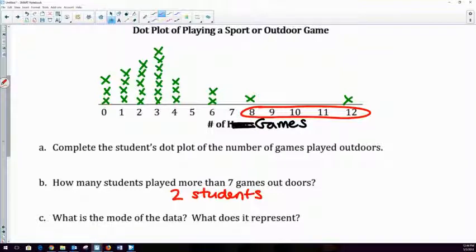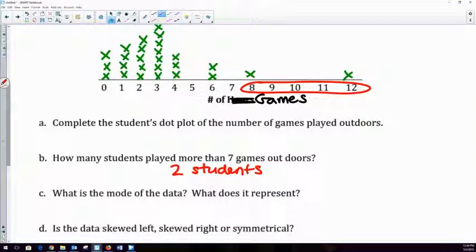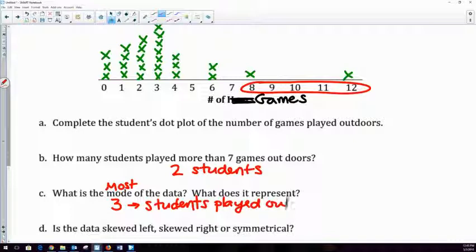Letter C is saying, what is the mode of the data? So if we look here, remember mode is the one that occurs the most. So which one had the most X's? 3. And what does it represent? Well, students played outside 3 hours. That doesn't seem like very much time. Maybe they had a winter that went on forever like we did.